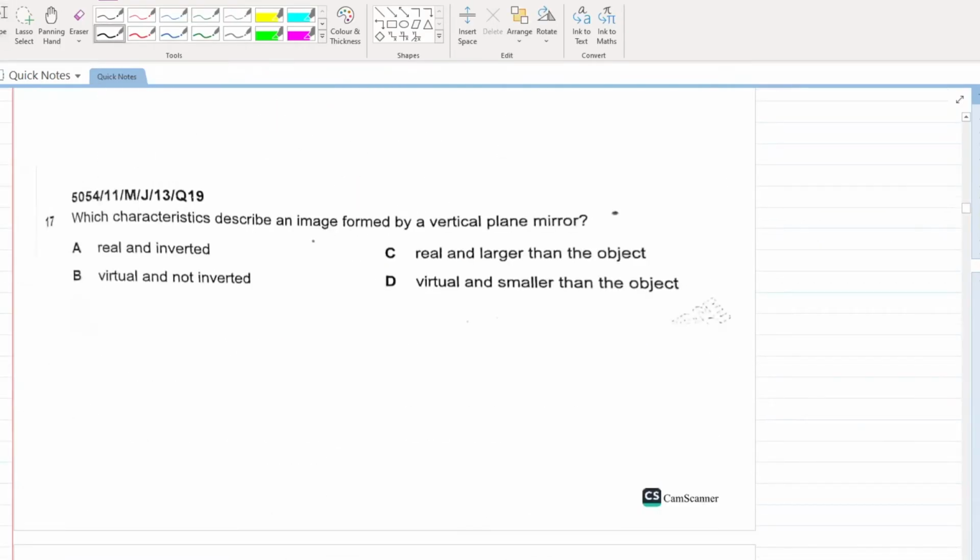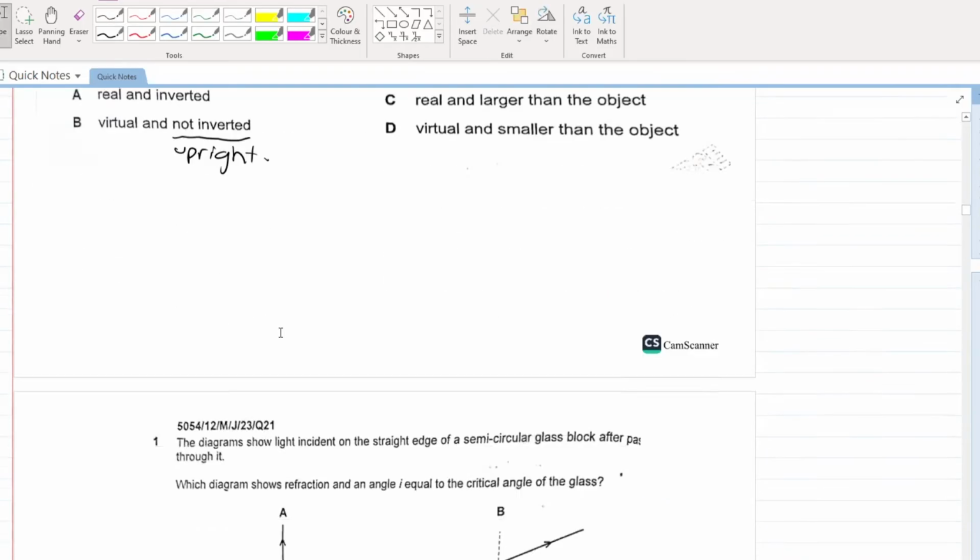Which characteristics describe an image formed by a plane mirror? Virtual and upright. Another word for upright is not inverted. Simple as that. Let's further move ahead.